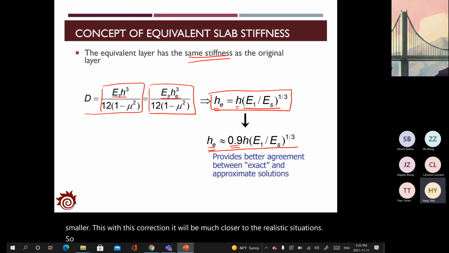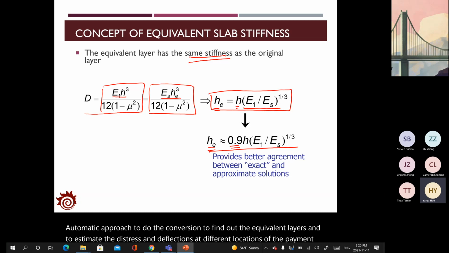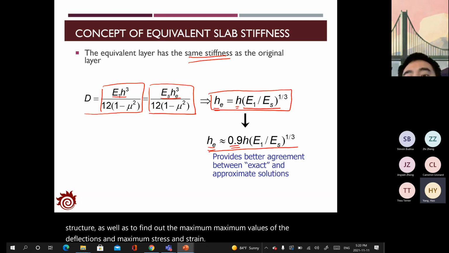So I guess we almost ran out of time today. So I will stop here, and in the next lecture, we will introduce more details about how to use this Odemark approach to do the conversion, to find the equivalent layers, and to estimate the stress and deflections at different locations of the pavement structure, as well as to find the maximum values of the deflections, stress, and strain. So I think that will be all for today.